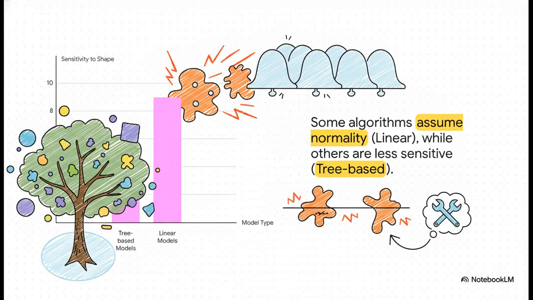And not all algorithms are created equal here. Think of linear models as being kind of sensitive. They often assume your data looks like a nice, normal bell curve to work properly. If your data is skewed, those extreme values will pull its predictions way off course. Tree-based models, on the other hand, are way more flexible. They don't make those assumptions. It just proves that choosing the right tool for the job is everything.